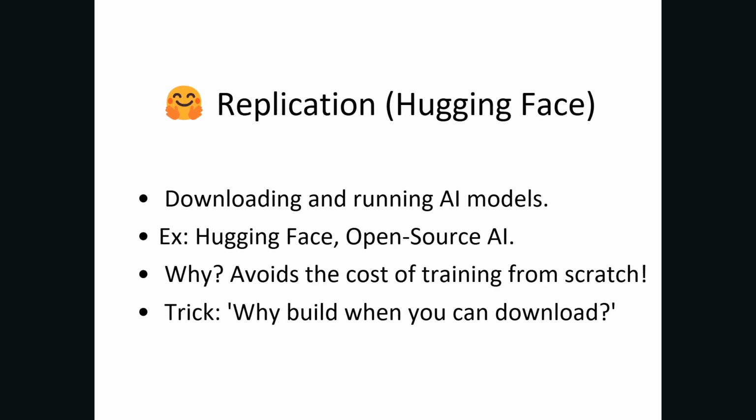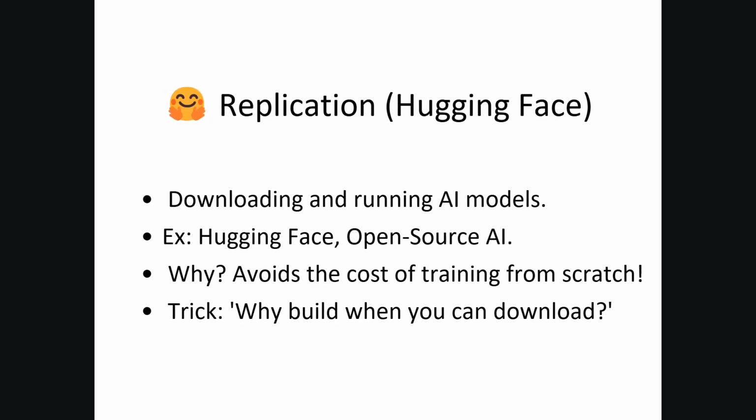Next, coming to replication. Instead of training AI from scratch, companies just download existing models. Downloading and running AI models is replication. For example, Hugging Face, open source AIs, etc. And why we need them is to avoid the cost of training from scratch. Why build a new model instead of downloading it?